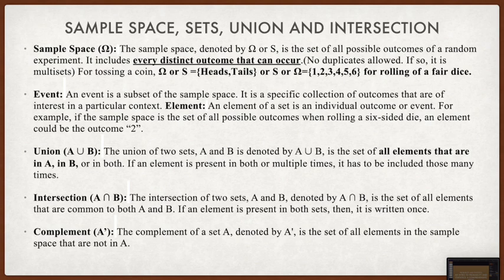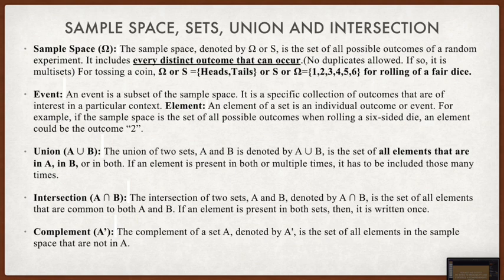For tossing a coin, for example, the sample space is heads and tails, and for rolling a fair die, the sample space is 1, 2, 3, 4, 5, 6. That is the number which will be showing on top when the fair die is rolled.